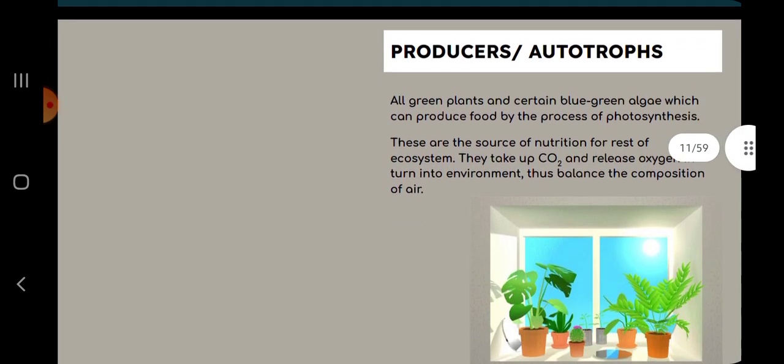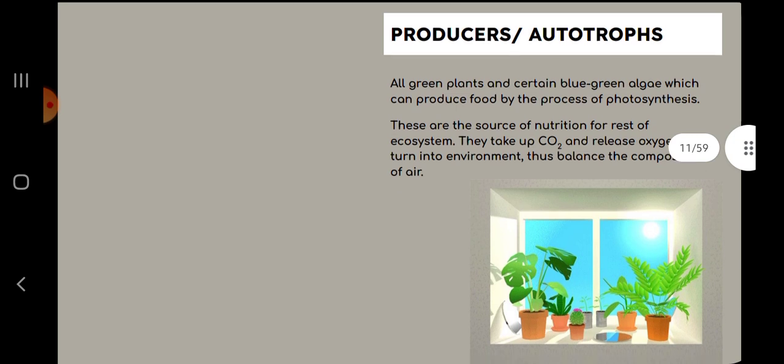Organisms can be grouped according to the manner in which they obtain their substance from the environment: producers or autotrophs, consumers and decomposers. Producers or autotrophs are all green plants and certain blue-green algae which can produce food by the process of photosynthesis. These are the sources of nutrition for the rest of the ecosystem. They take up CO2 and release oxygen in turn into the environment, thus balancing the composition of air.